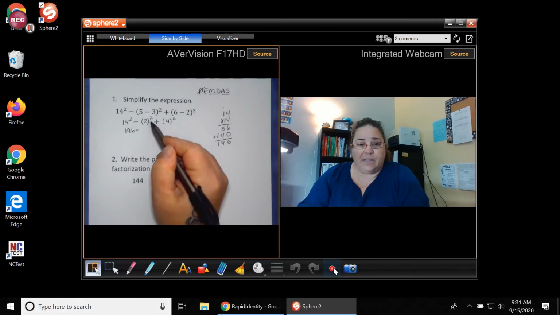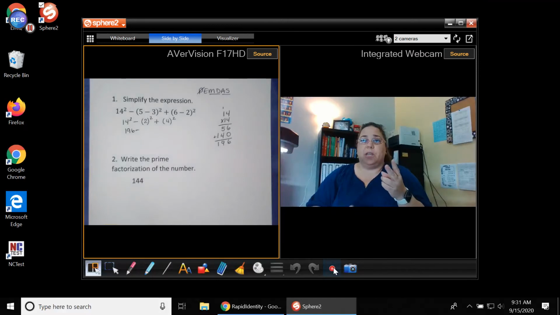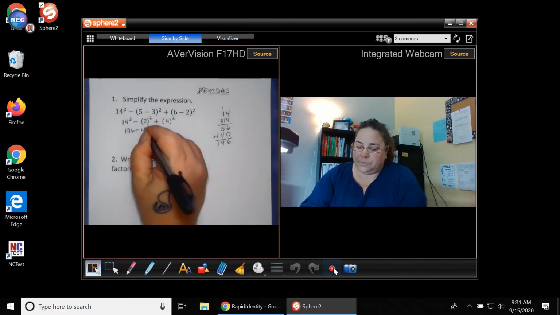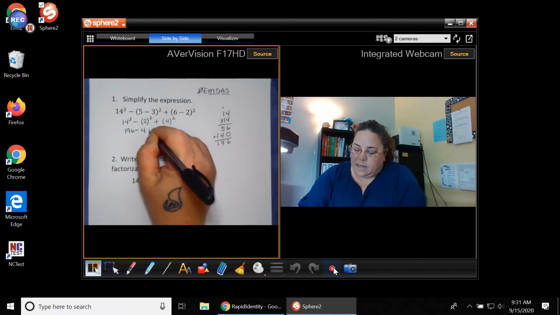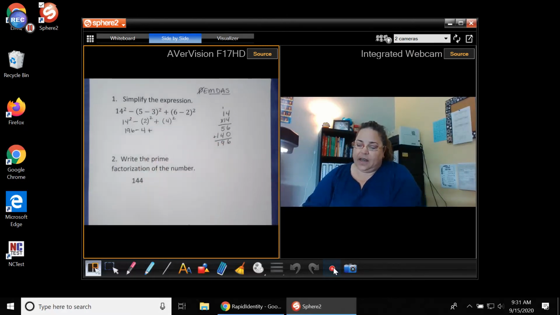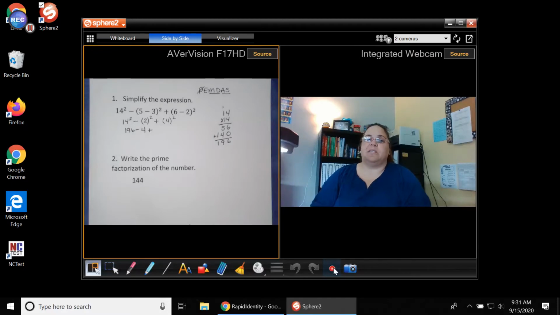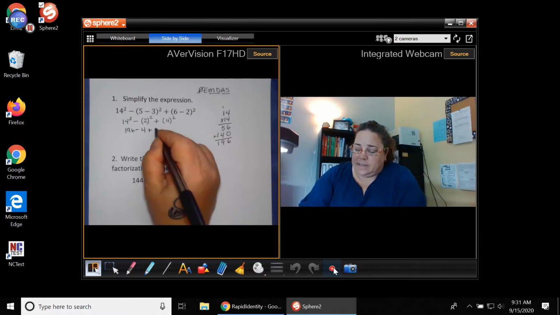Okay, so 196, I bring down my subtraction, and then over here in the parenthesis I have a 2, and the 2 is squared as well. So 2 squared is the same thing as saying 2 times 2. So 2 times 2 is 4. And I bring down my addition sign, and then I have a 4 in my parentheses. I keep wanting to say the wrong word today. And that 4 is squared as well. So 4 squared is the same thing as saying 4 times 4. So that is 16.